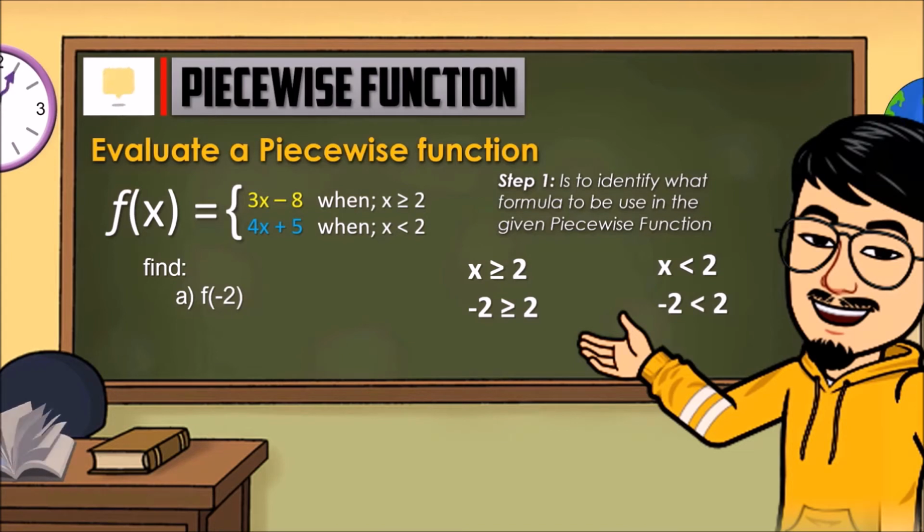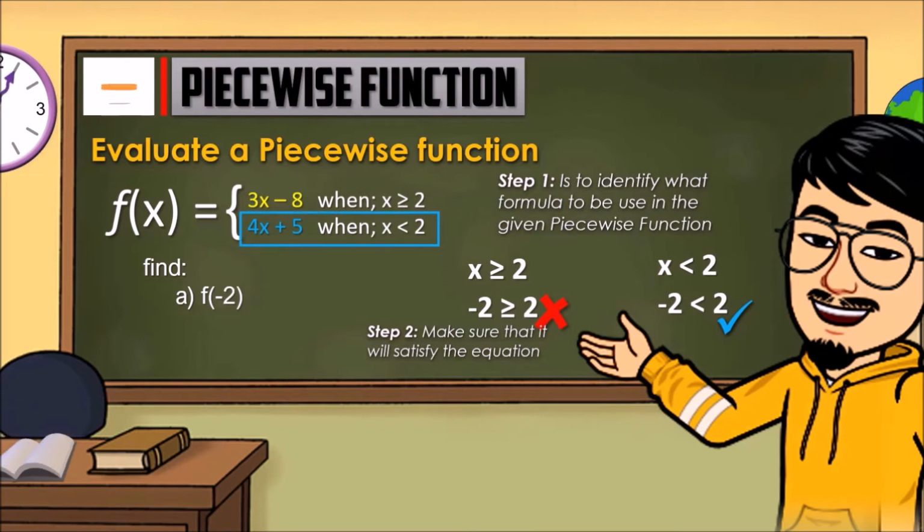Step 2, make sure that it will satisfy the equation. First, it doesn't satisfy the equation. On the second, it satisfies the equation. So therefore, we are going to use 4x plus 5 when x is less than 2.